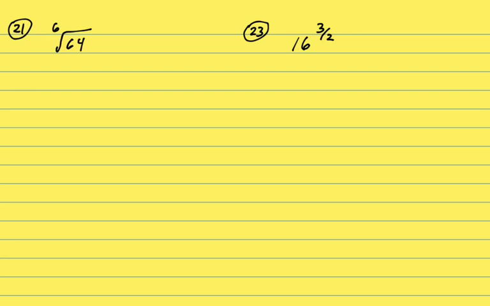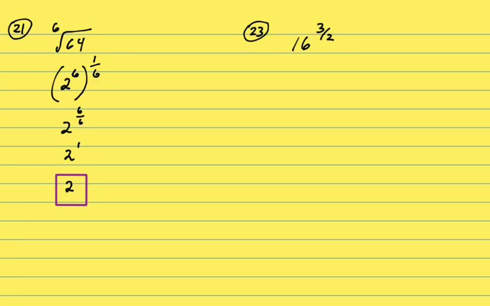21 without a calculator, the 6th root of 64. Well, 64 could be 2 to a power or 4 to a power, right? 2 to the 5th is 32, so 2 to the 6th is 64. The 6th root means a 1/6 power. Power to a power, you multiply your exponents, making it 2 to the first, or simply 2.